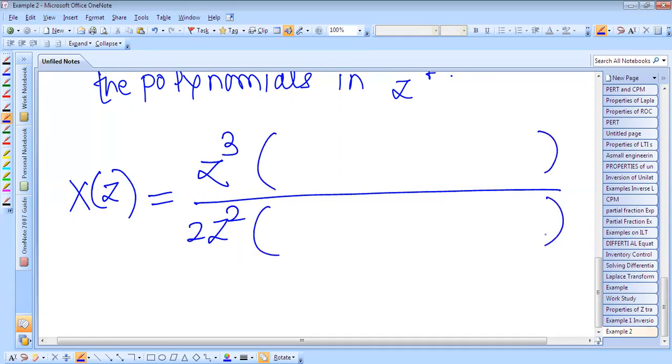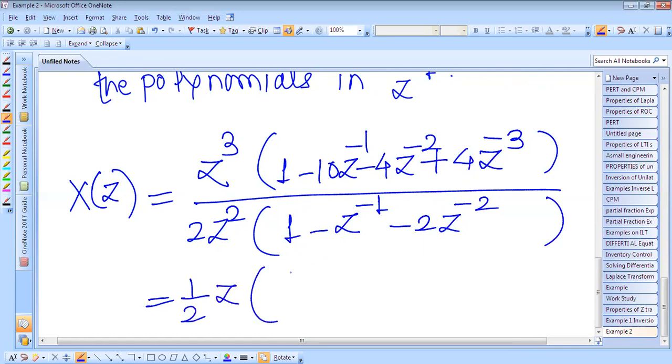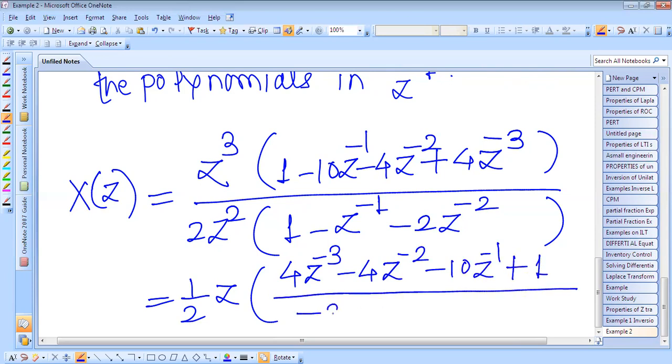If we factor out z cube from the numerator, then what remains in the bracket is 1 minus 10z^-1 minus 4z^-2 plus 4z^-3. And from the denominator, what remains is half into z, and the rest is divided by -2z^-2 minus z^-1 plus 1.